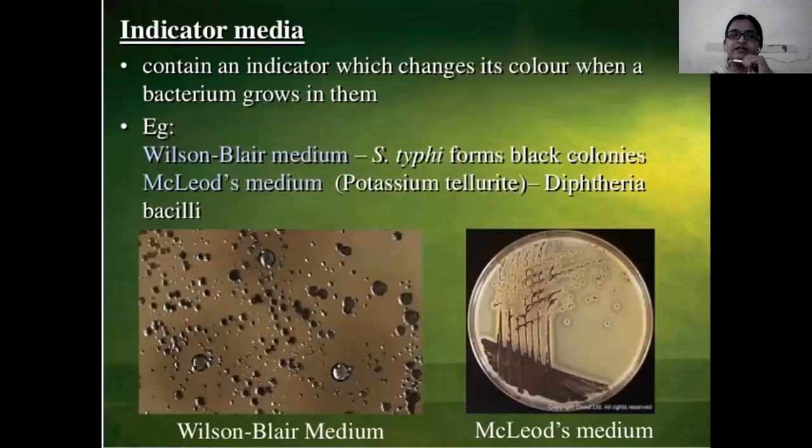Next is indicator medium. It contains an indicator which changes its color when a bacterium grows in it. Here the medium is giving some indication for the selected organism. Example, Wilson Blair medium: if the required organism, that is Salmonella typhi, grows in this medium, it will give black colonies. This is due to conversion of some component of the medium into black color. Next is Macroid medium. Here potassium tellurite is used, and diphtheria bacilli can be identified.